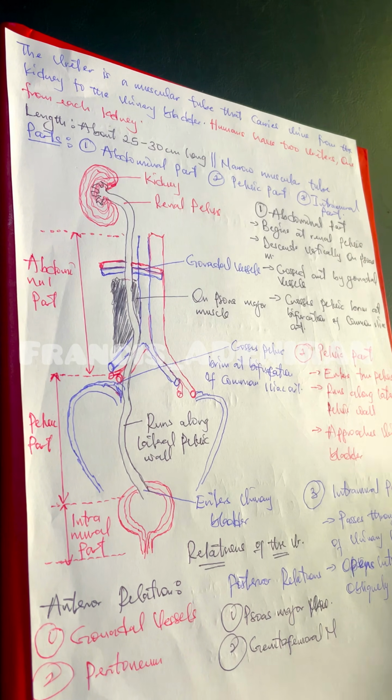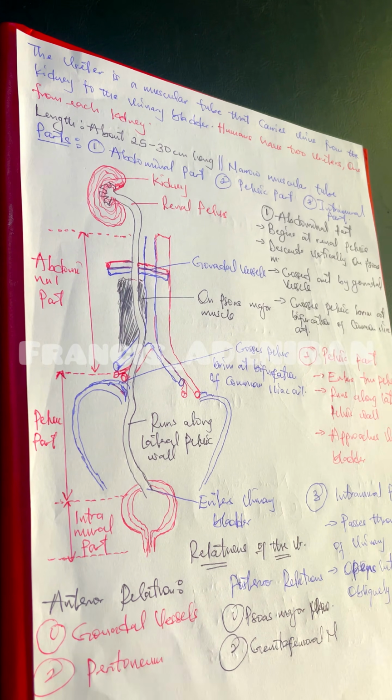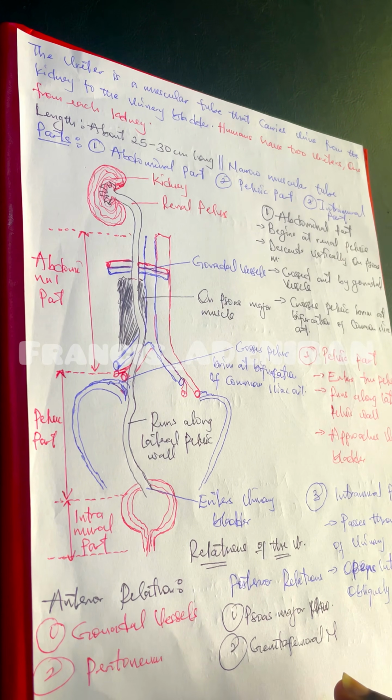Now, in one of our classes, we discussed the anatomy of the kidneys, and if you've not done that, please check the videos out. In that class, we mentioned that the ureter is the tube that connects the kidney to the urinary bladder. But for this class, we're going to be discussing the ureter majorly.